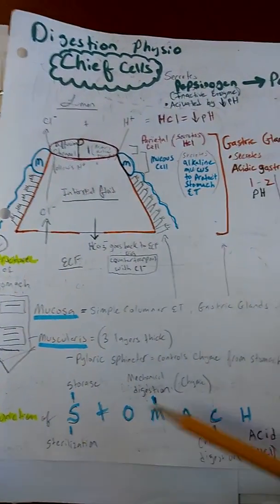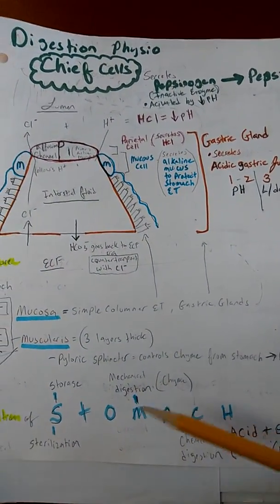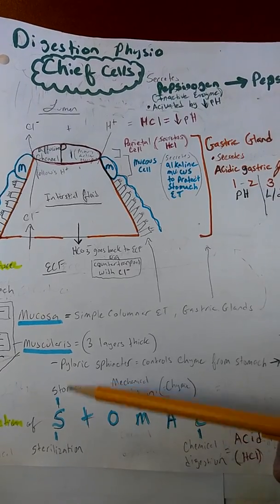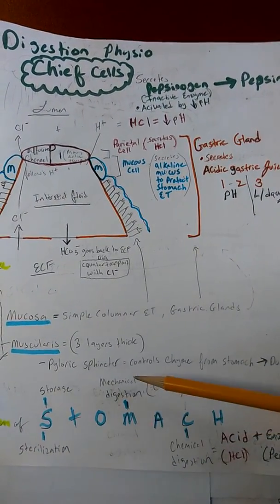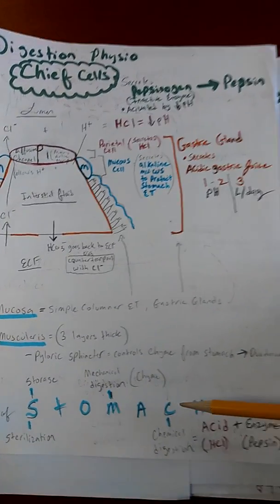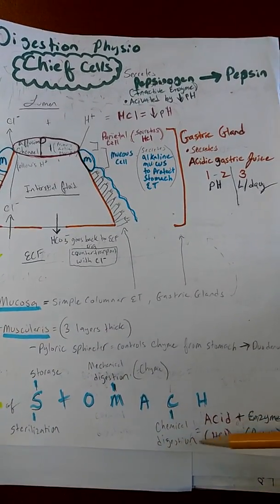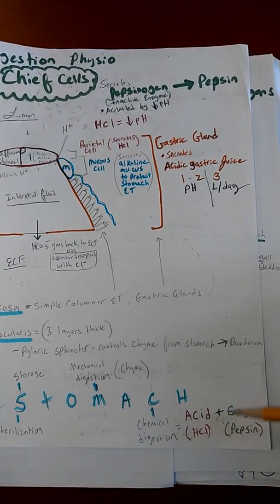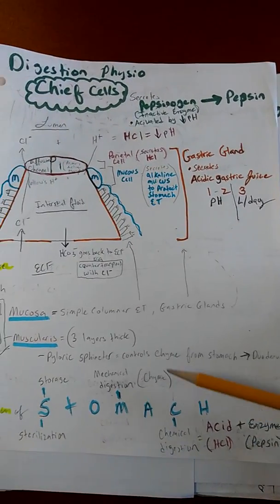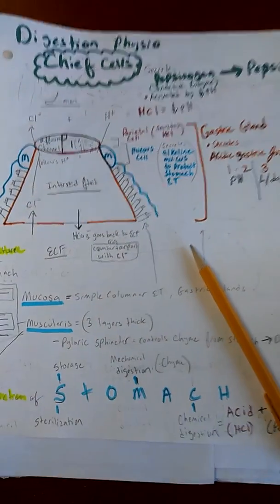Now the function of the stomach, write out stomach, and then we'll have S for storage and sterilization, M for mechanical digestion via chyme, and then C for chemical digestion via acid, hydrochloric acid, and enzyme, in green color, pepsin. All right, digestive physio part 1.